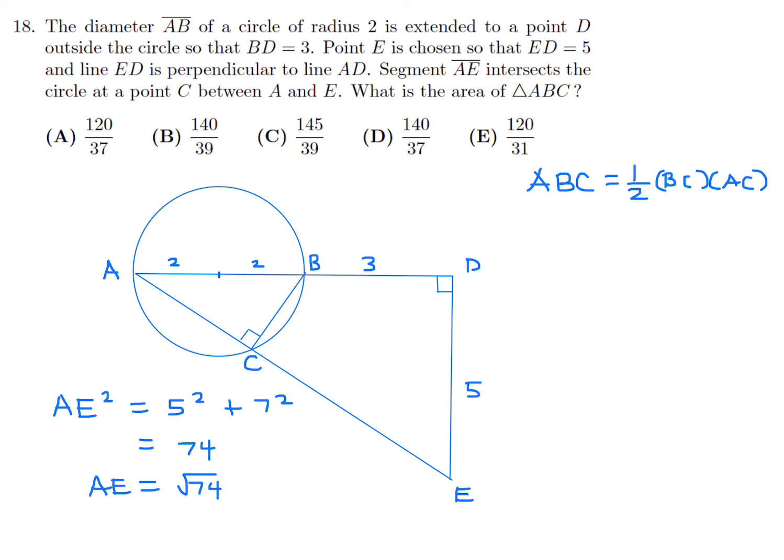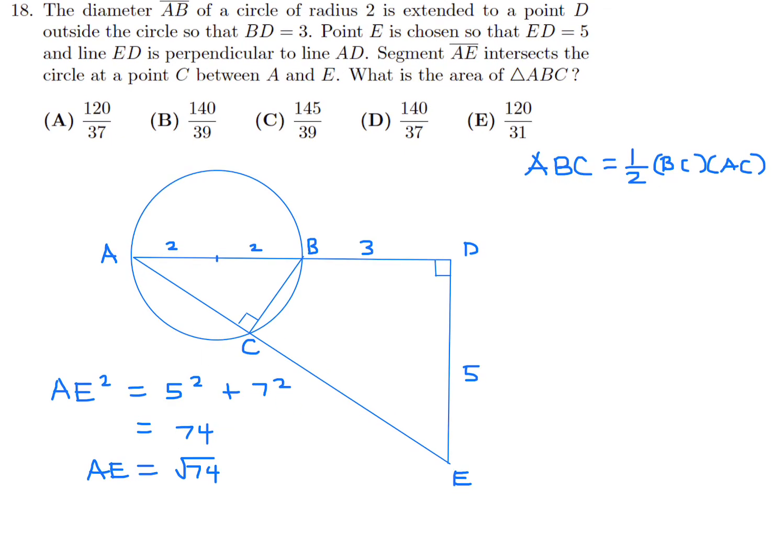I think I can get the other lengths using similar triangles. Let's give some angles here. This is theta, this would be 90 minus theta, and this is 90 minus theta as well. So obviously this triangle is similar to the big one because they have the exact same angles. That helps. Triangle ABC is similar to triangle ADE.